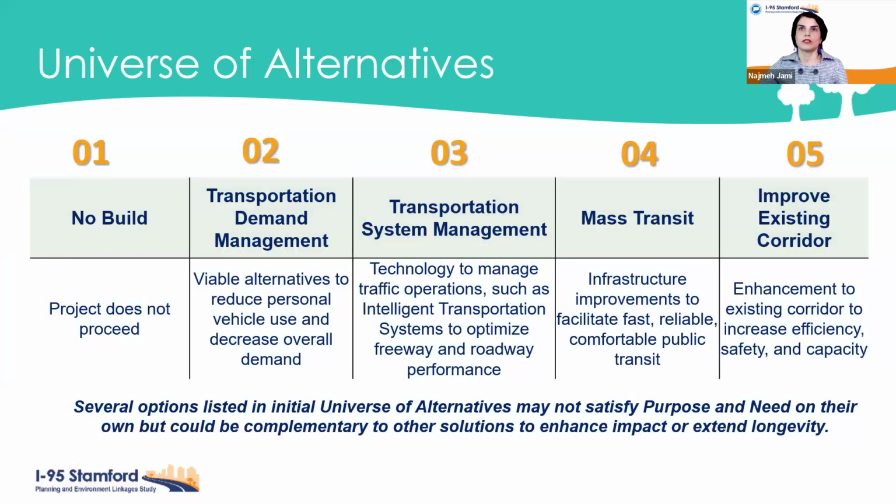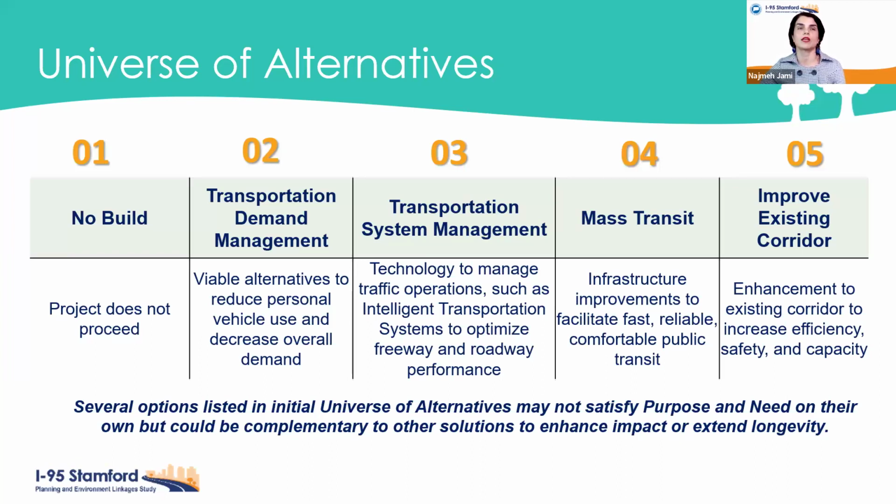So to create a universe of alternatives, we assembled a matrix, which, as you can see on this slide, includes 5 major categories of transportation improvements: no build, transportation demand management, transportation system management, mass transit, and improve existing corridor. Each of these categories is a collection of diverse concepts and ideas, as I mentioned, for us to consider and evaluate their feasibility for our project. And although not all of the options that make it through our initial list may satisfy the purpose and need of these projects, they can still serve as a valuable and complementary feature to improve overall mobility of our transportation network and its safety.